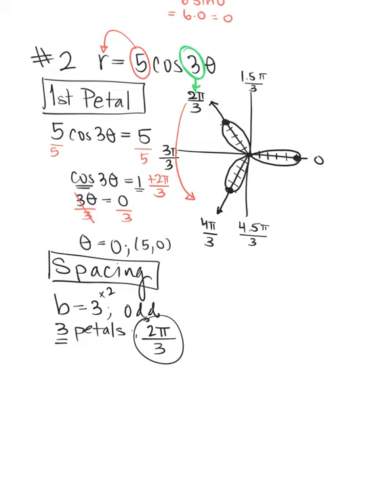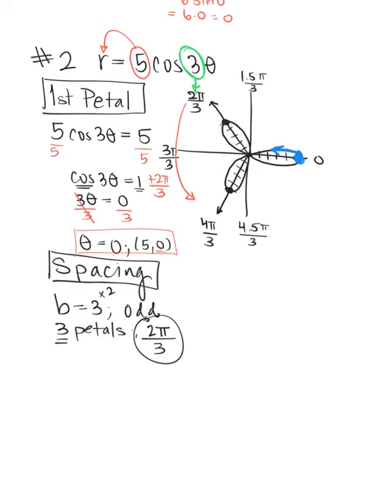Okay, and then for my start and my stop, this one's a lot easier to work with because my first petal that I found had theta equals 0, so I don't have to solve for it like I did on the sine one. So theta equals 0, that occurred at 5, so that is my start and my stop. So that would be right here, and then in a counterclockwise direction towards pi over 2, and there is my start and my stop.